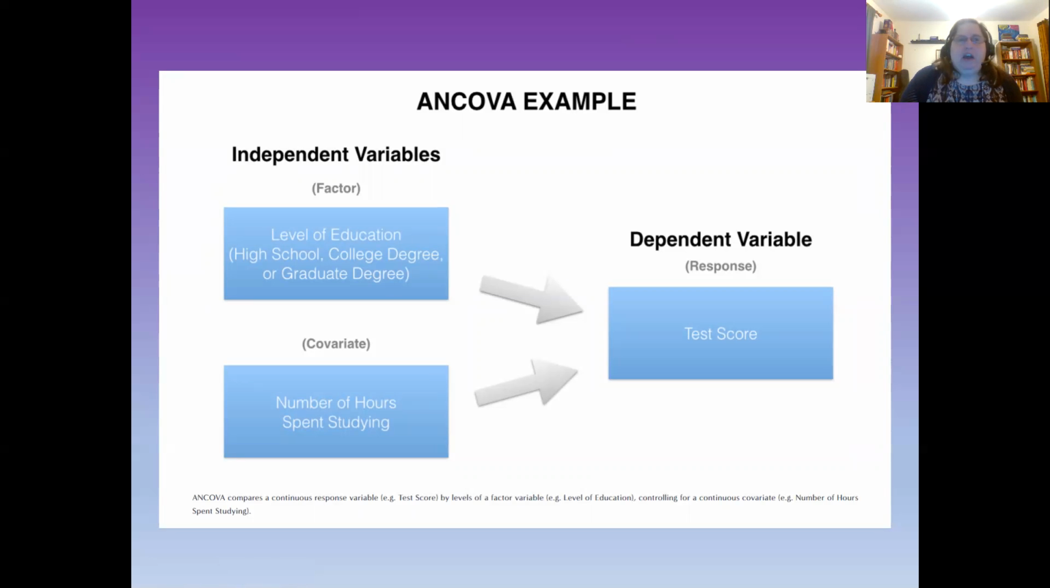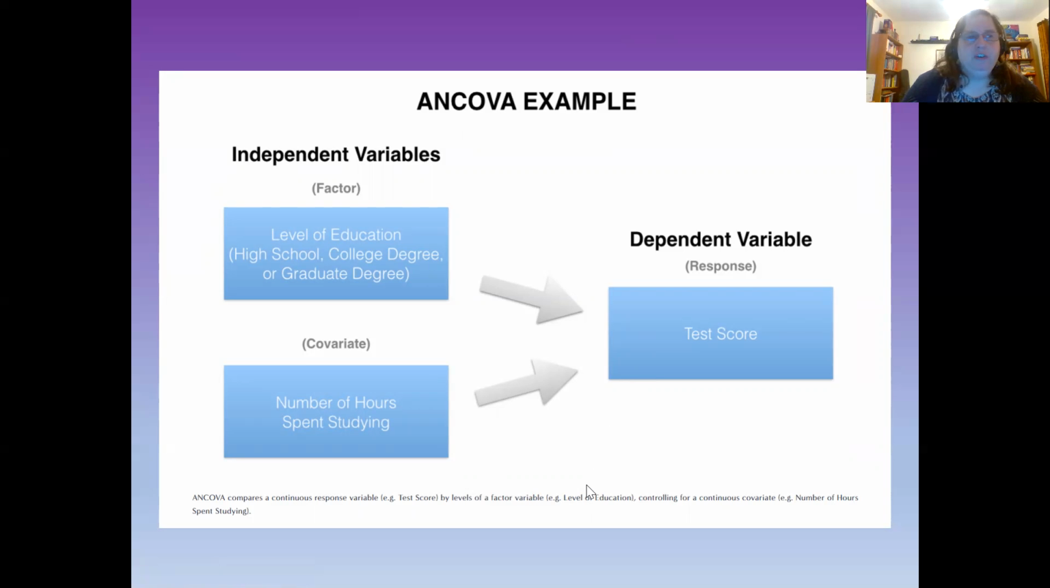Now let's talk about ANCOVA. Okay. So in an ANCOVA, we're going to compare a continuous response variable, test scores, by levels of a factor, like education, controlling for a covariate, number of hours spent studying.